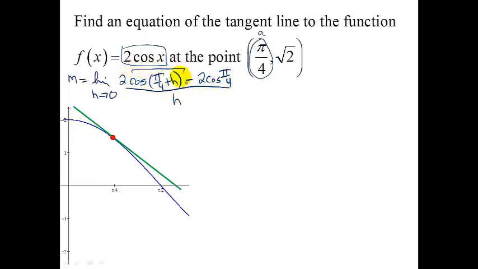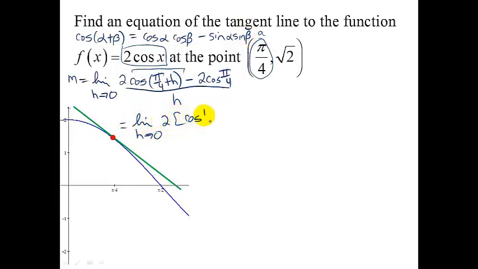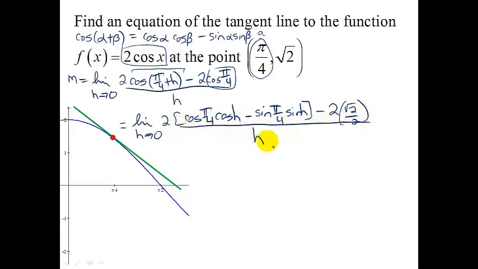Right here we see we have the cosine of a sum, so we need to remember the sum formula for cosine from trig. That was cosine of alpha plus beta equals cosine of the first angle, cosine of the second angle, minus sine of the first angle, sine of the second angle. So applying that to our problem here, we have the limit as h approaches 0 of 2 times the cosine of pi over 4 cosine of h minus the sine of pi over 4 sine of h, and then we still have minus 2 cosine of pi over 4. We can go ahead and work the cosine of pi over 4, that's square root 2 over 2, and then all of that over h.